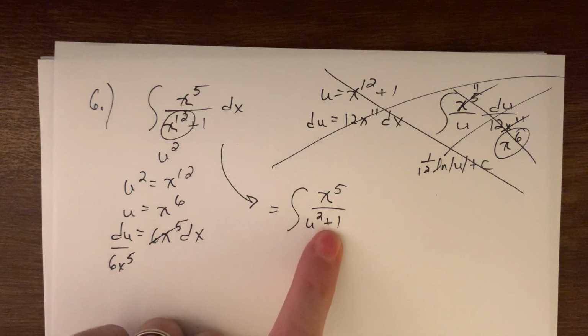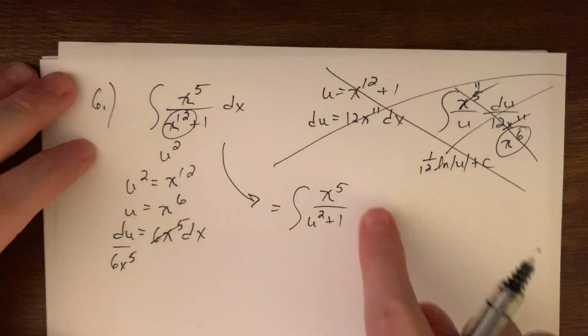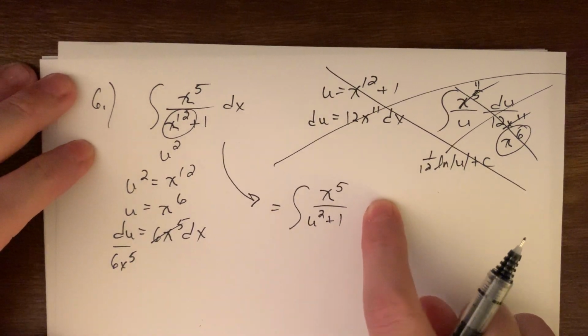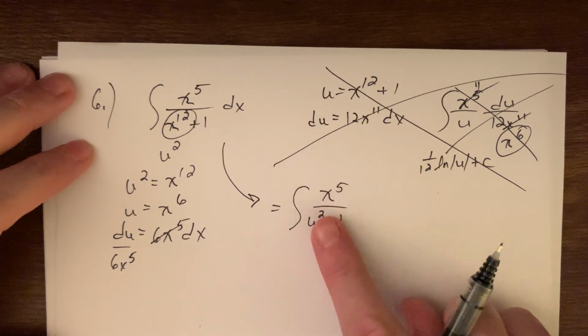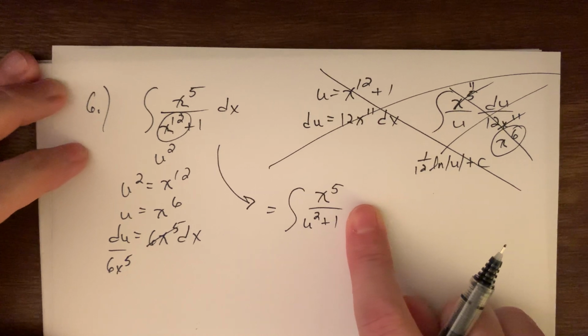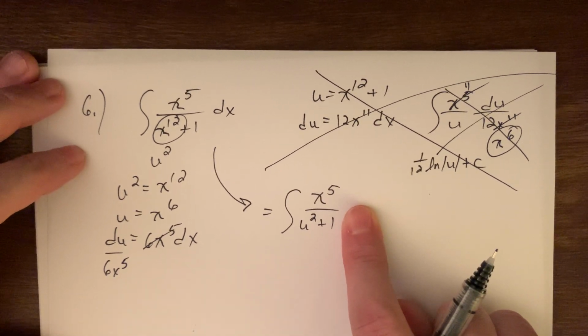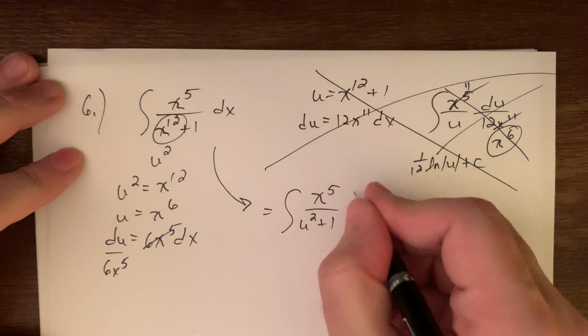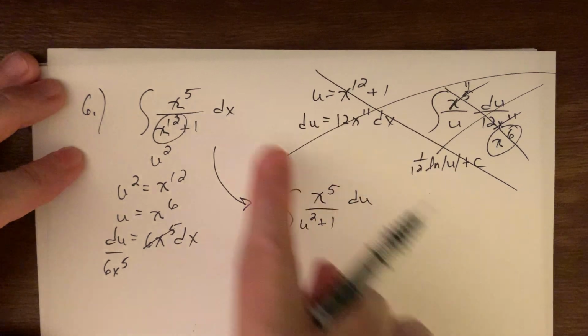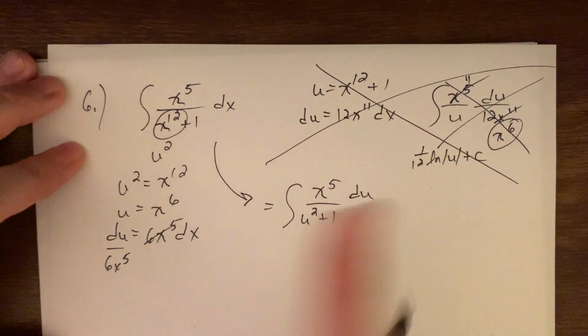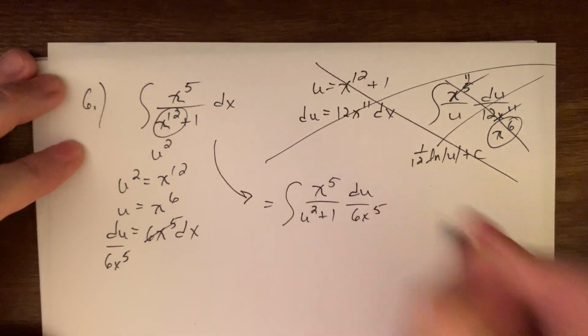Now I've got the u squared plus 1, feeling good, but don't forget this part. That's another issue in u-subs. People ignore the dx. They just magically transform it into du. It doesn't work like that. You've got to work to make a dx into a du. But people just magically make it into a du, and they go, oh, it didn't work. But dx didn't become du. dx became du over 6x to the 5th.